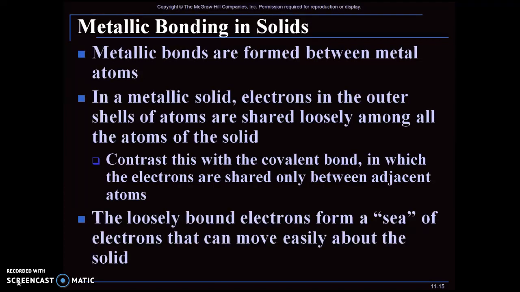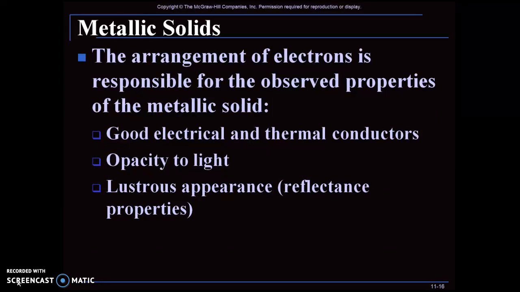The loosely bonded electrons form a sea of electrons that can move easily about the solid. Since they are shared among all the atoms in the solid, they can move freely within the solid. That's what we call the electron sea. The arrangement of these electrons is responsible for the observed properties of metallic solids. We are all aware that metals are very good conductors, and the electron sea makes this possible, whether as an electrical conductor or a thermal conductor, allowing electricity and thermal energy to pass through. Also opacity to light and lustrous appearance, which are reflection properties. All these are properties of metallic solids.